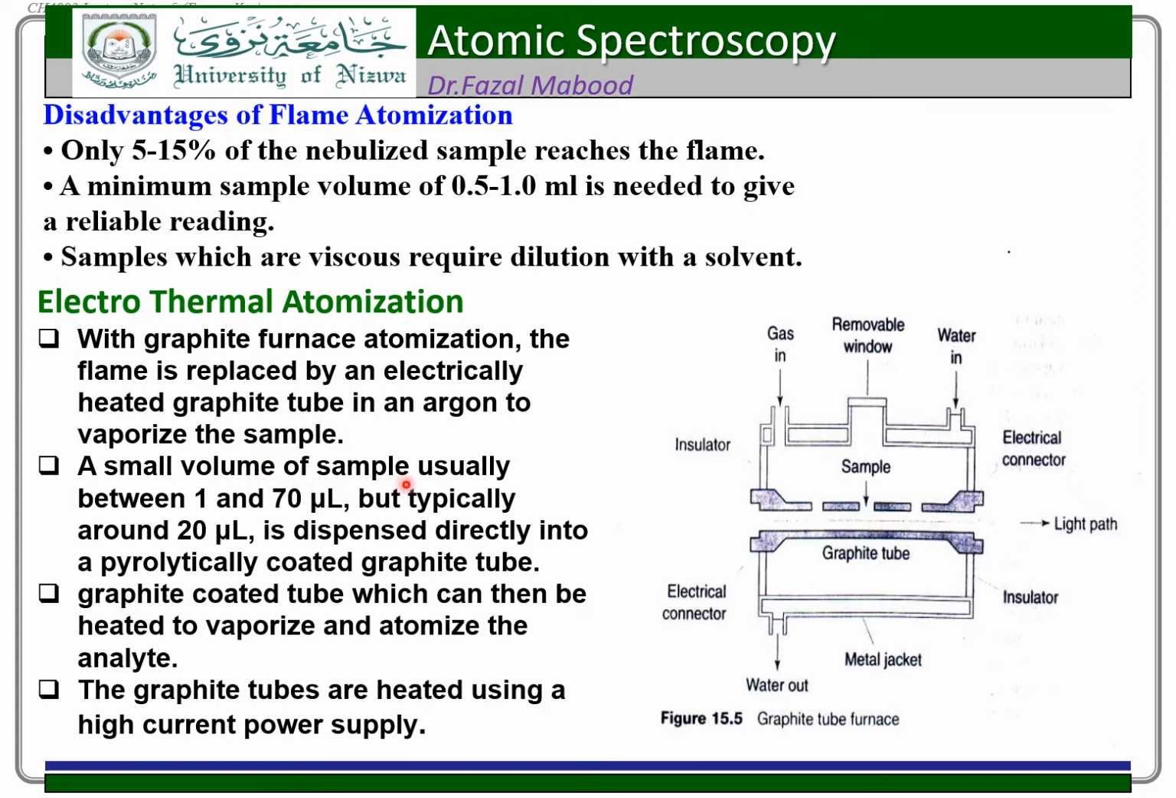A small volume of sample, usually between 1 to 70 microliters, but typically around 20 microliters, is dispensed directly into a pyrolytically coated graphite tube, which can then be heated to vaporize and atomize the sample. The graphite tubes are heated using a high current power supply.